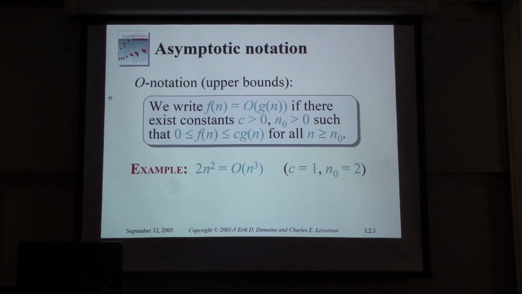So for example, we can say 2n squared is an element of big O of n cubed. You can see that this is true as long as c is equal to 1, so it's going to be 1 times n cubed, and n naught is equal to 2. So what is the smallest value of n that's greater than or equal to n naught? 2. What's 2 to the third? 8. And what is 2 times 2 squared? 8.